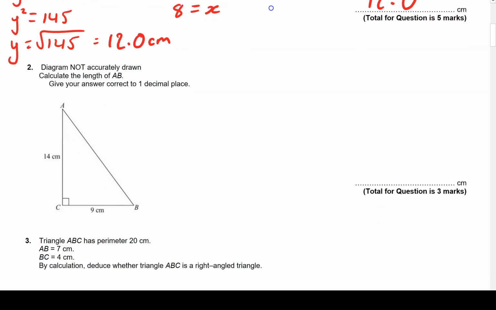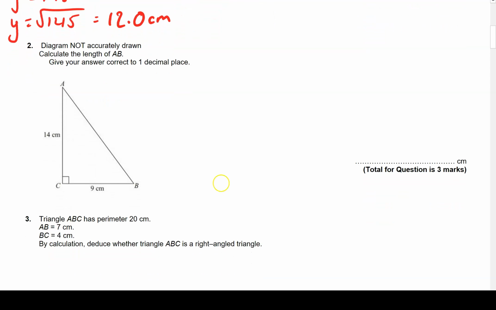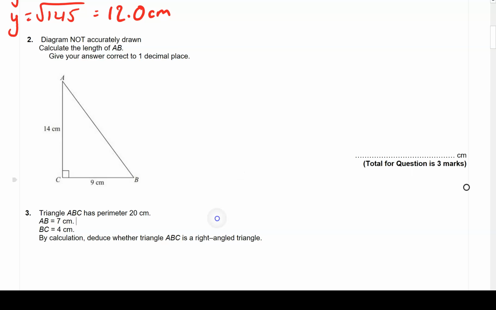Okie dokie. Next one. Diagram not drawn accurately. Calculate the length of AB, which is the hypotenuse of this right angle triangle, to 1 decimal place. So that's a straightforward Pythagoras question. So x squared is 14 squared plus 9 squared. So 14 squared is 196, or is it 16? Hang on, is it 196? My brain's just, yeah it is, brain's just stopped.